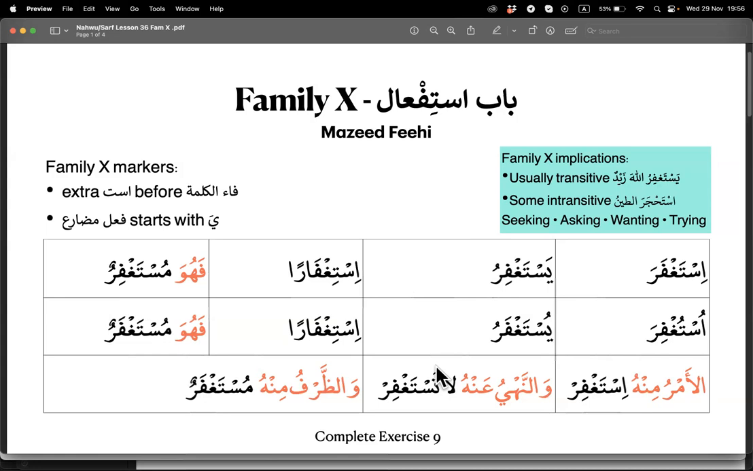So this family is usually transitive, and sometimes it's intransitive. Inside the family, the meaning has a sense of seeking, asking, wanting or trying. So when we do istighfar, we are seeking forgiveness, we are asking for forgiveness, and we want to try to be better. Basically, it's all inside there.